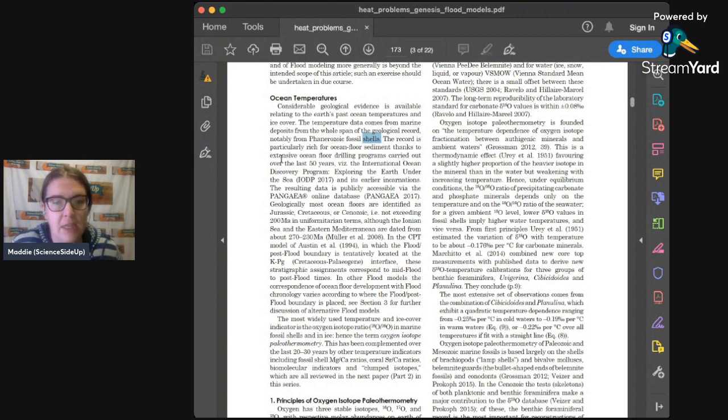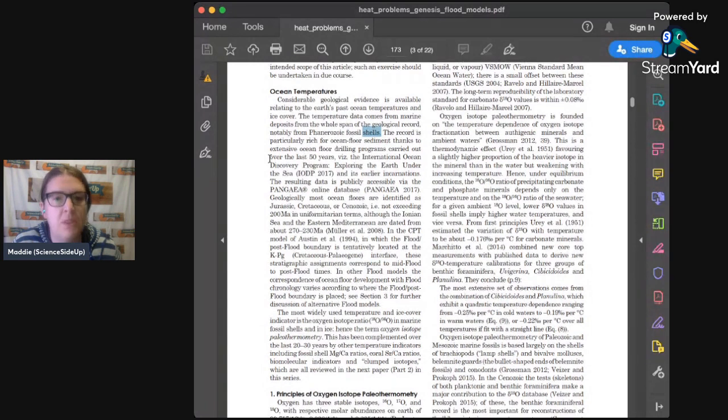"The record is particularly rich for ocean floor sediment thanks to extensive ocean floor drilling programs carried out over the last 50 years, vis-a-vis the International Ocean Discovery Program, Exploring the Earth Under the Sea, IODP, 2017." Hey, that's a thing we could Google, but it's not a citation. "And its earlier incarnations." There should be a citation there, because these big projects tend to have one big paper with a million authors that you're supposed to cite when you're referencing the project as a whole.